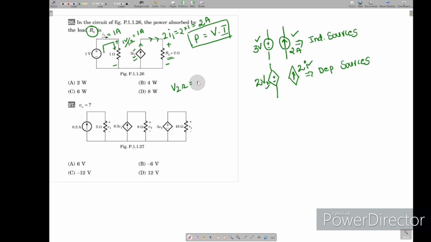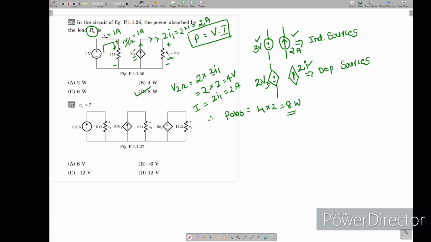So V across 2 ohm is nothing but 2 ohm times 2I1. What is 2I1? 2 times I1 is 2 amps. We have 4 volts. So I, 2I1, equals 2 amps. So power absorbed is equal to 4 times 2, 8. Now power absorbed by RL equals 8 watts.